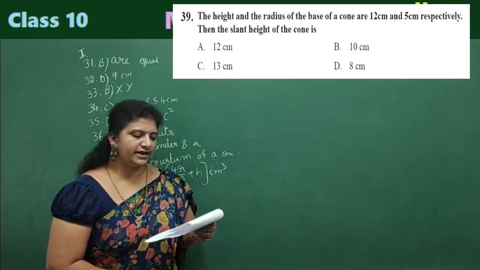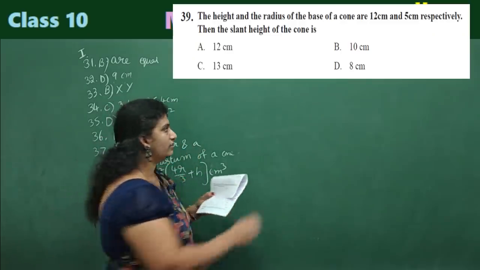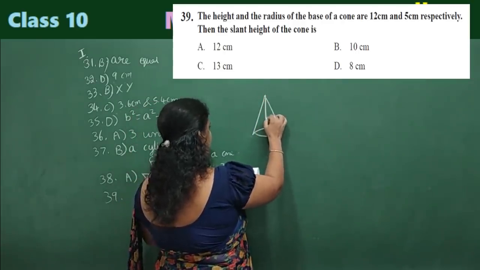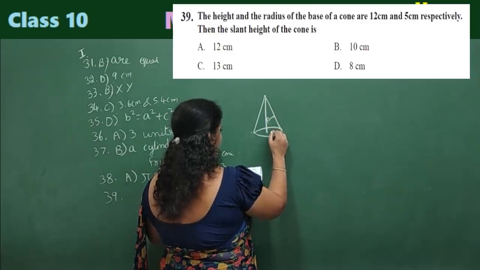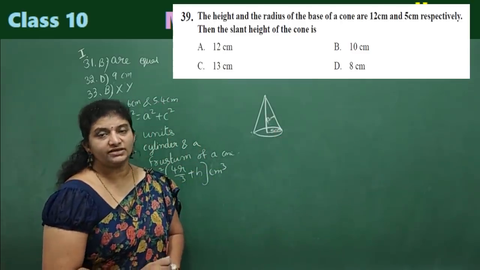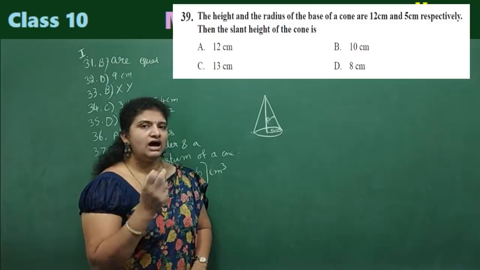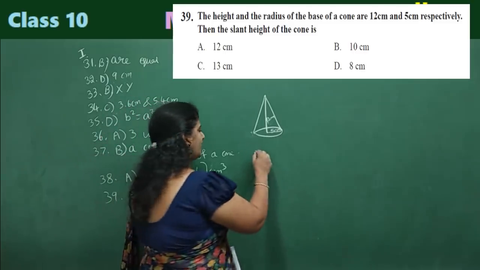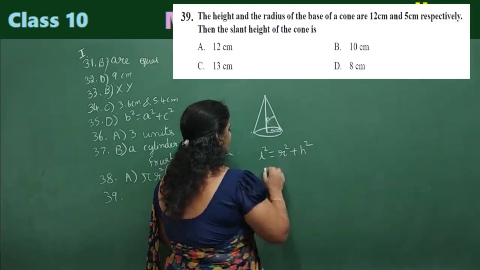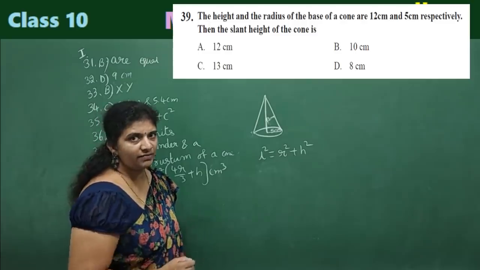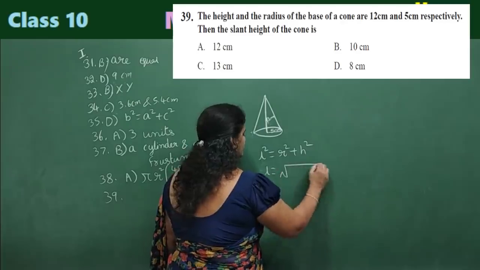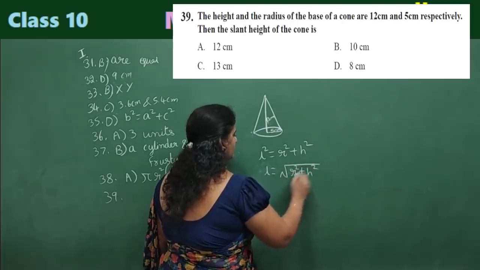39th question. The height and the radius of the base of a cone are given. Height 12 centimeters and radius 5 centimeters. Then the slant height of a cone is? We remember a formula, the relation between height, slant height and radius. What is that? L square is equal to r square plus h square. We need to find L. Therefore, L is equal to square root of r square plus h square.